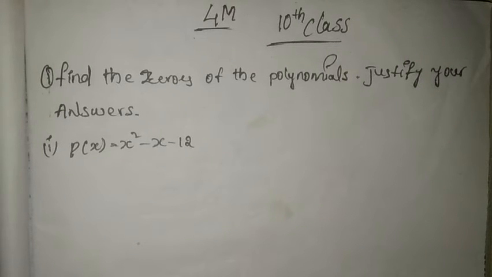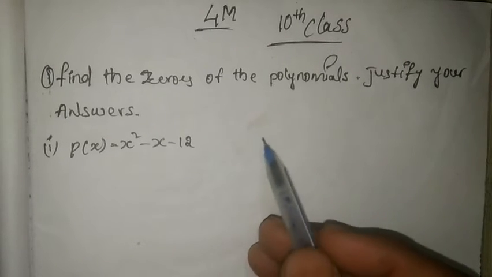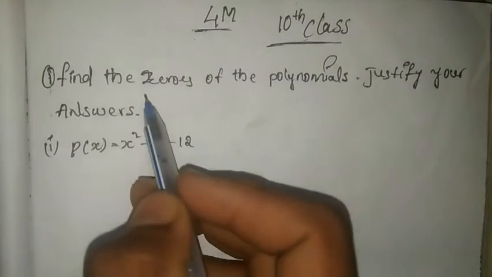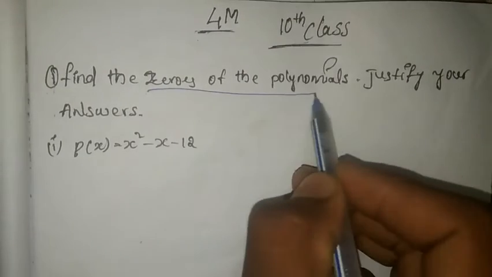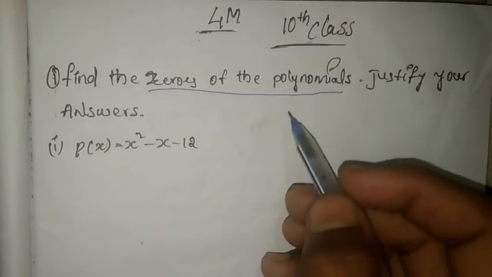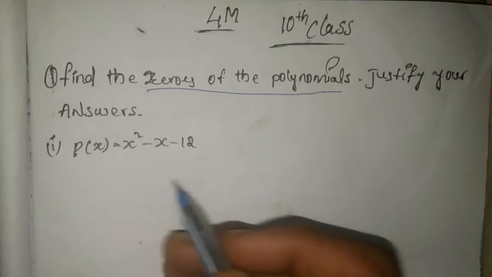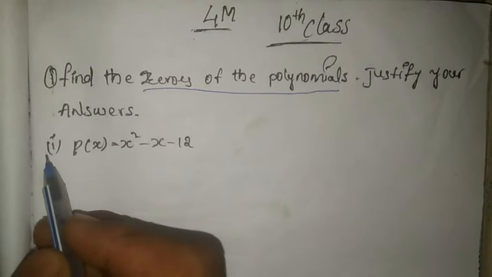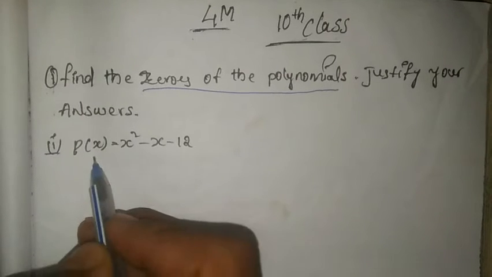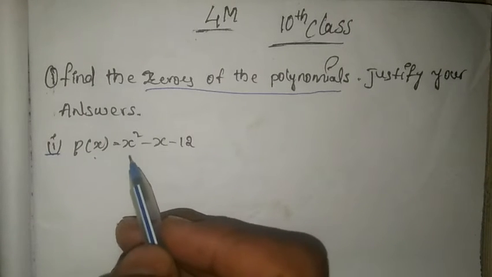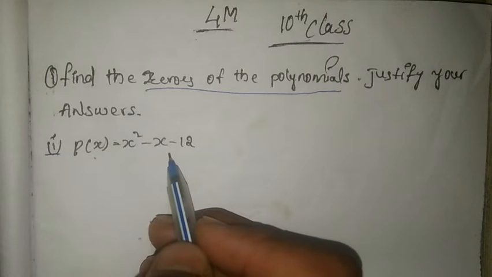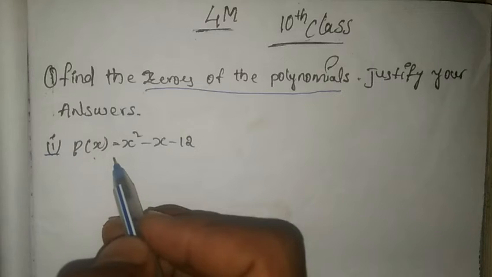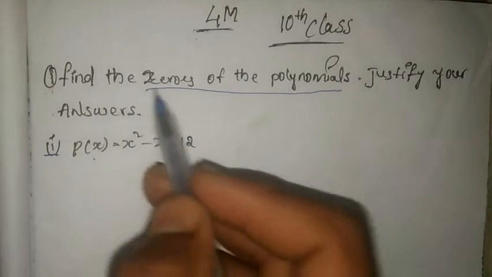Hello friends, today we are going to learn an important 10th class 4 marks question, that is how to find zeros of the polynomial. It is a very important question in the 10th final board exams. So now I am taking the first problem, that is p of x is equal to x square minus x minus 12, and how to solve this polynomial and get the zeros.